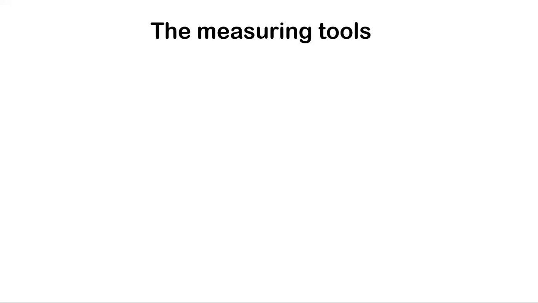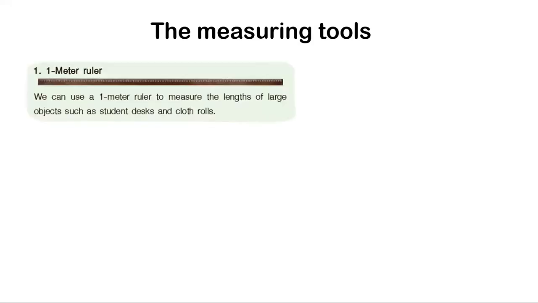Now, number one, we have a meter ruler. We can use a 1 meter ruler to measure the length of large objects such as a student desk and cloth rolls. So we use this to measure large objects, and it gives the units in meters.